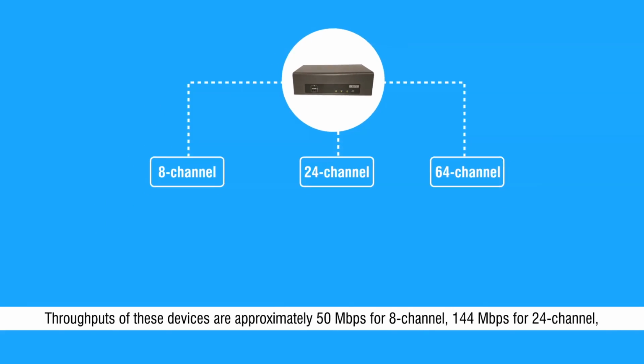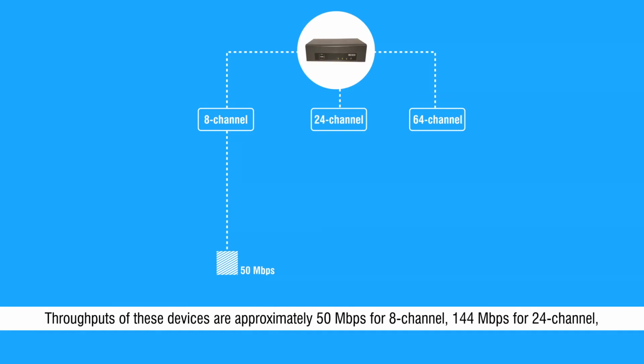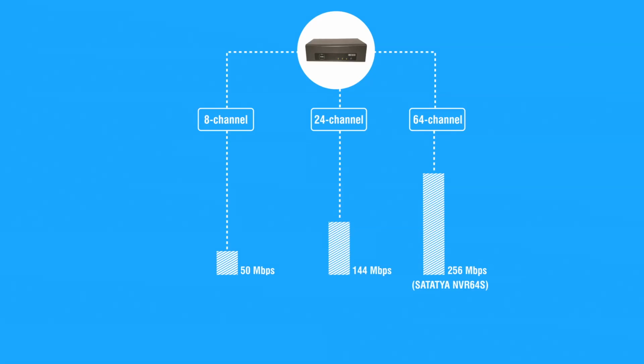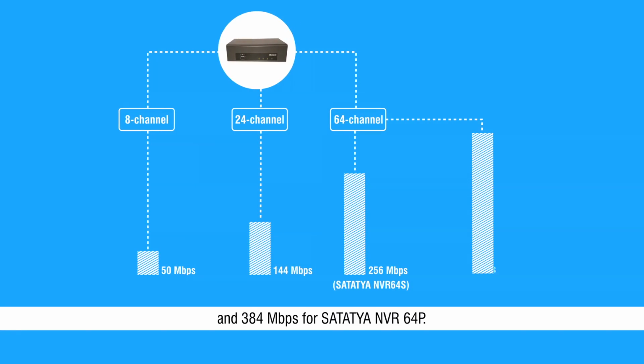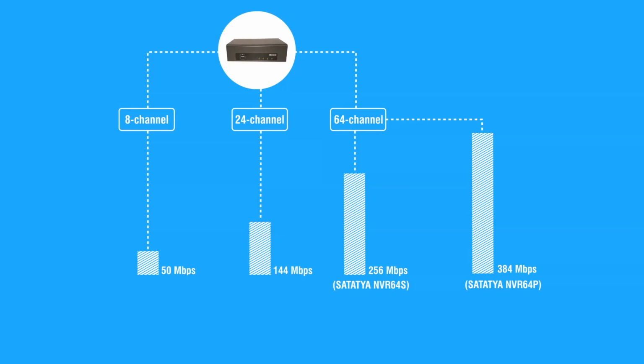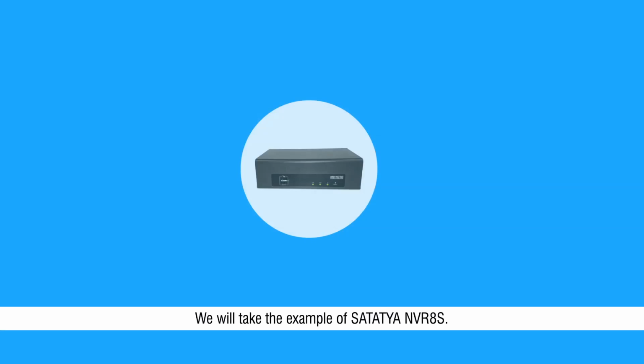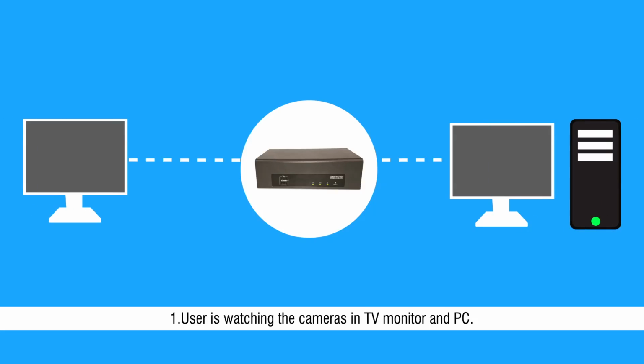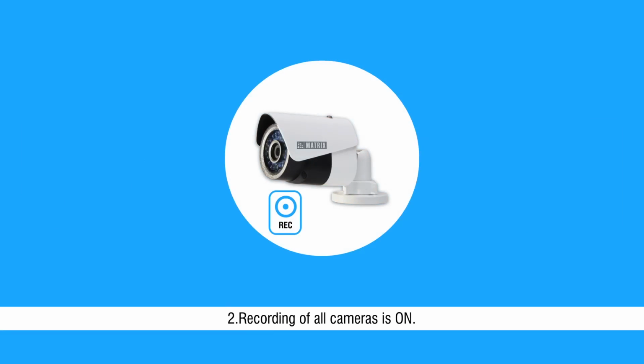Throughputs of these devices are approximately 50 Mbps for 8-channel, 144 Mbps for 24-channel, 256 Mbps for SATATYA NVR64S, and 384 Mbps for SATATYA NVR64P. We will take the example of SATATYA NVR8S. Also, we will presume two conditions. First, user is watching the cameras in TV monitor and PC. And second, recording of all cameras is on.